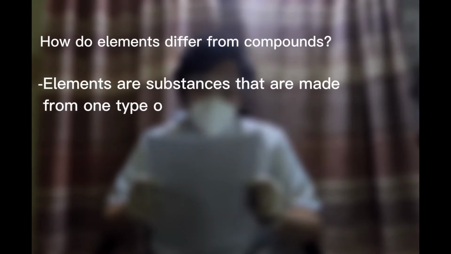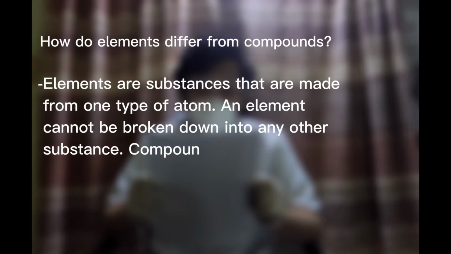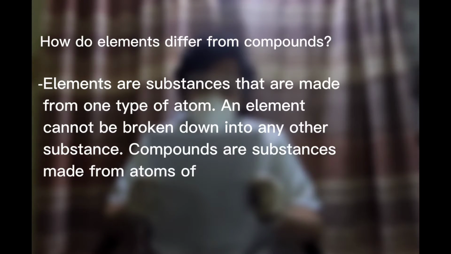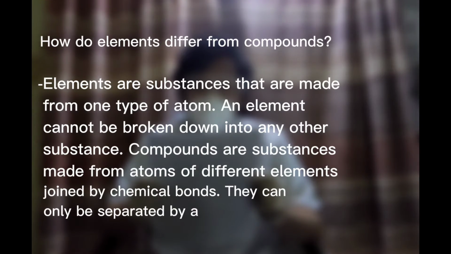Question number 1. How do elements differ from compounds? Elements are substances that are made up of one type of atom. An element cannot be broken down into any other substances. Compounds are substances made from atoms of different elements, joined by chemical bonds. They can only be separated by chemical reaction.